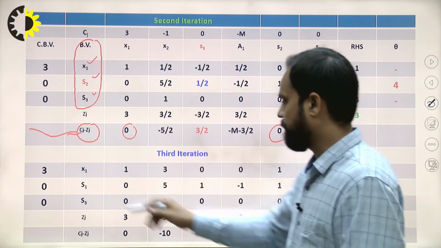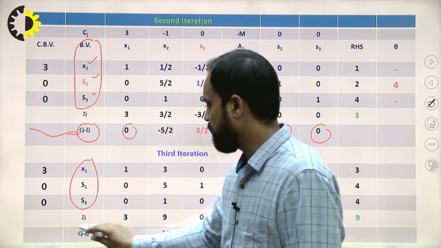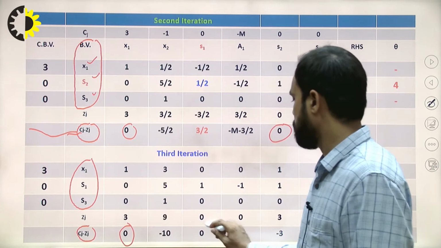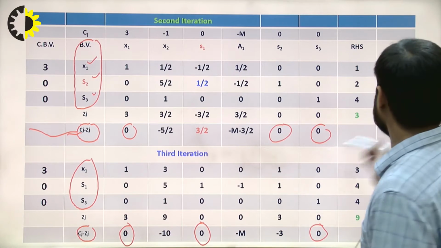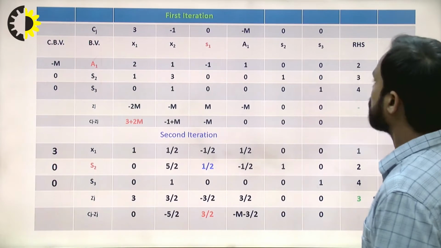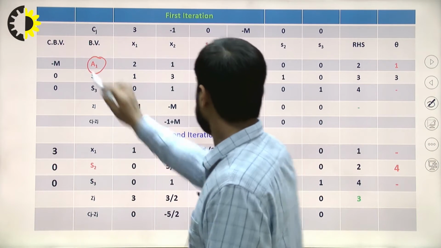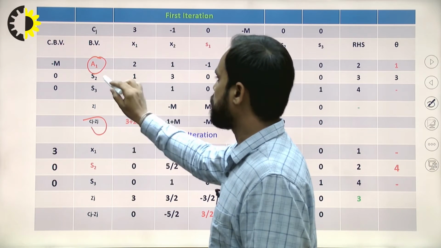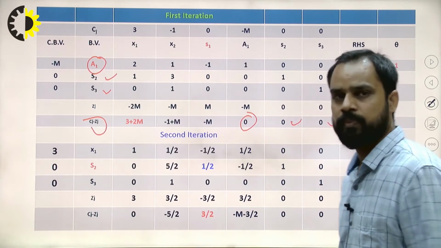Now in this one, these are the basic variables. So in the Cj minus Zj row, we can see x1 is 0, s1 must be 0, s3 must be 0. At any iteration, we can check it, either it is the solution iteration or any other iteration. Suppose this is the first iteration, we can also check a1 is 0 in Cj minus Zj, s2 is 0, s3 is 0, right?